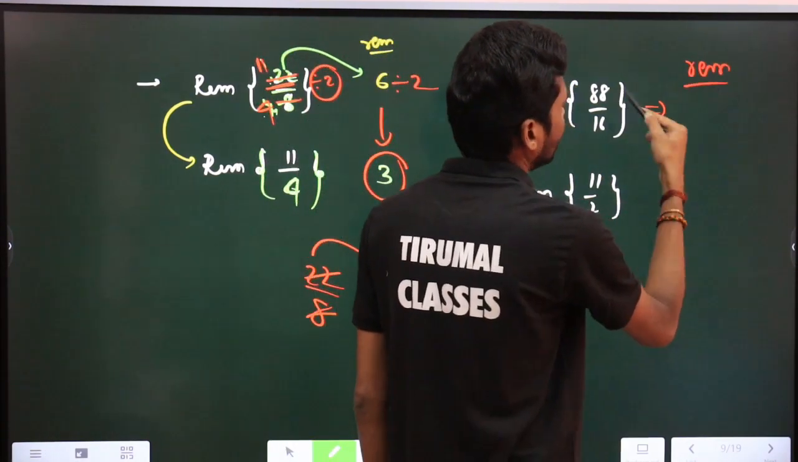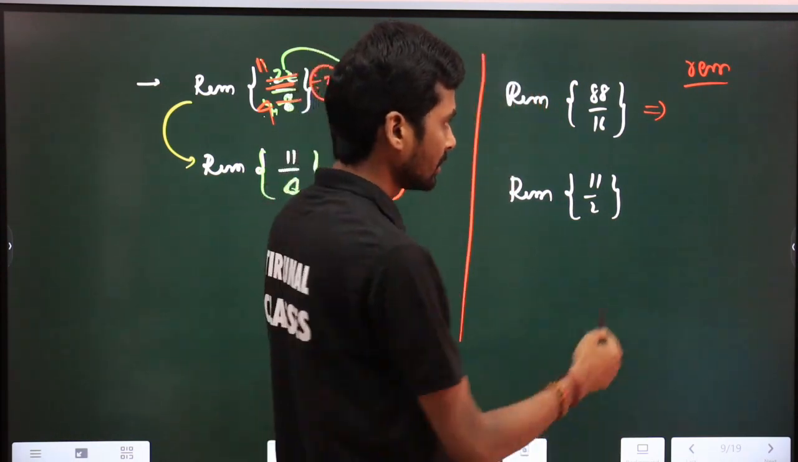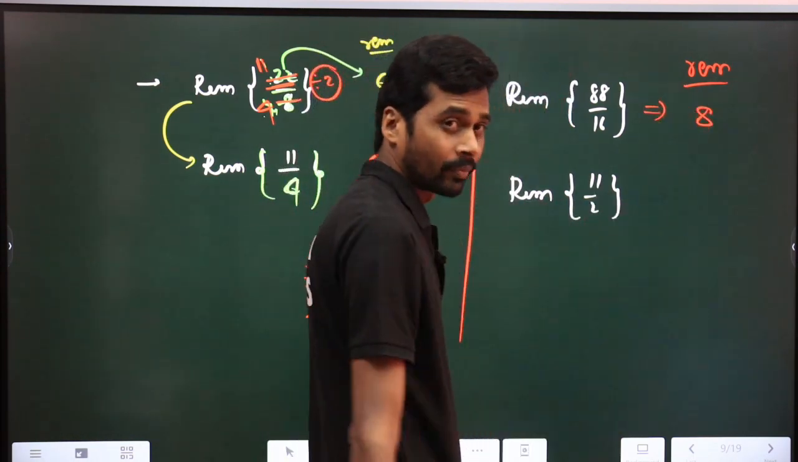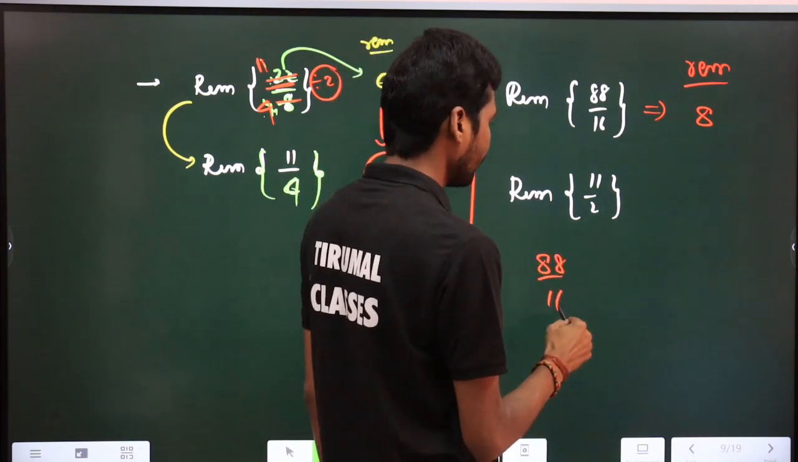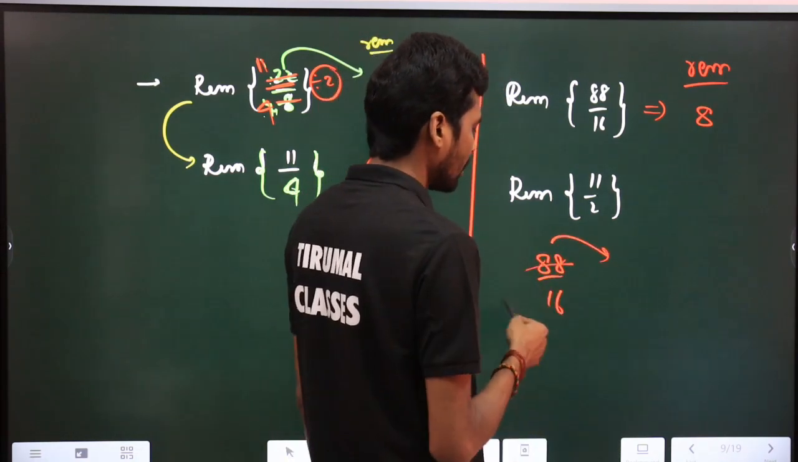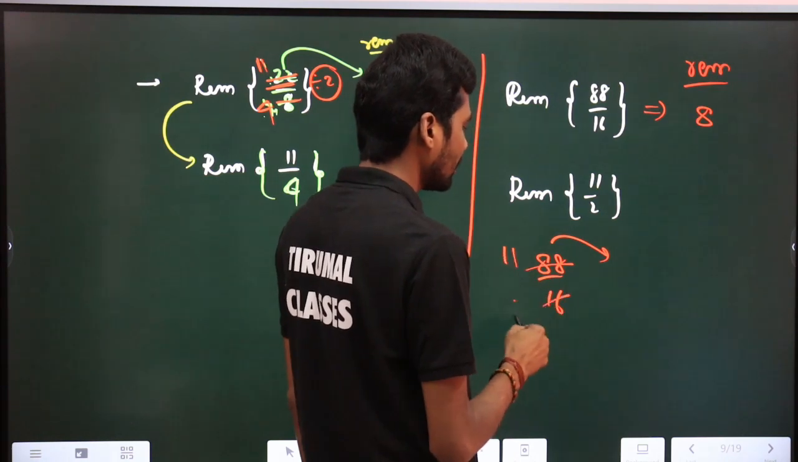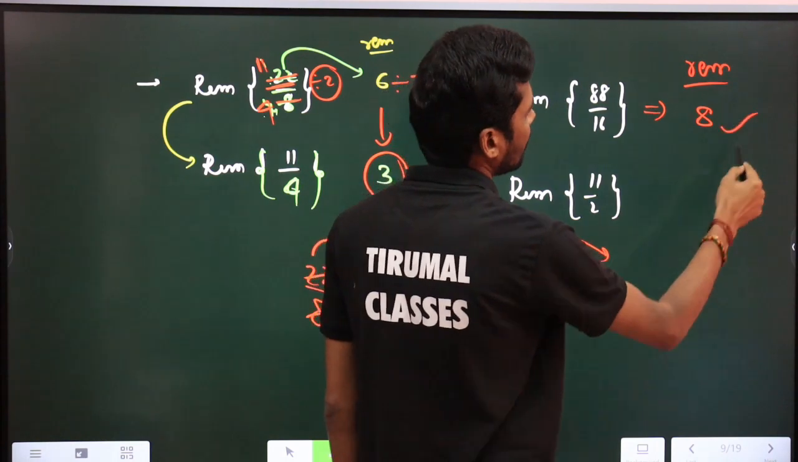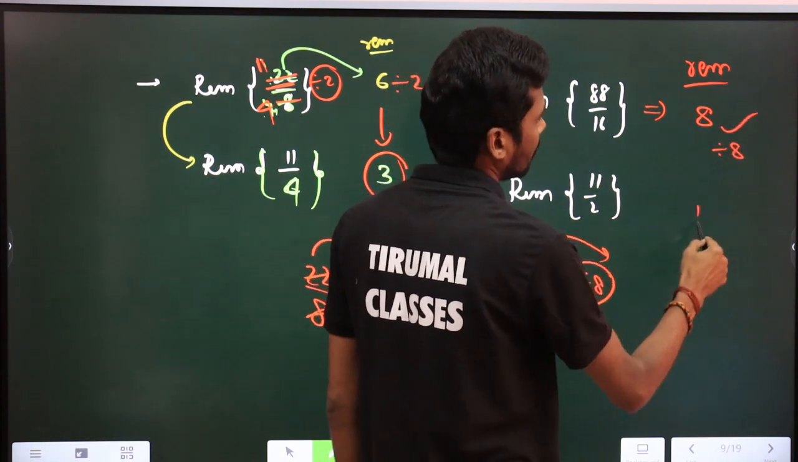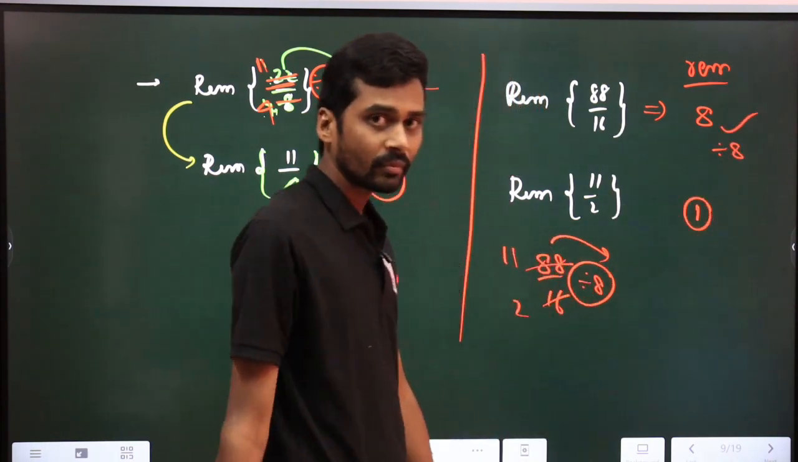So when I have the remainder of 88 by 16, we should directly find the remainder. 16 5s are 80. What is the remainder? The remainder is 8. But from 88 by 16, if you simplify it, you can say 8 11s are 88, 8 2s are 16. Since we are dividing with 8, for the previous number if you divide with 8, the remainder is what? 1. Is it clear?